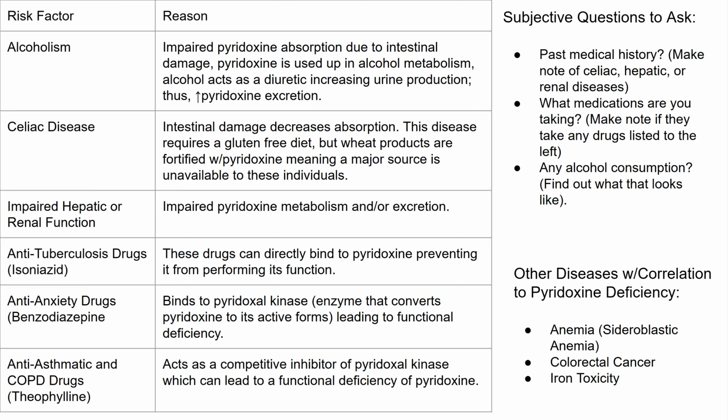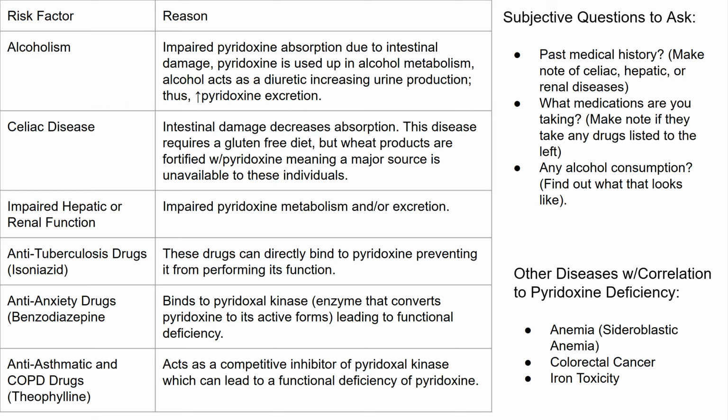Here are some risk factors you can look out for. Alcoholism impairs pyridoxine absorption due to intestinal damage. Pyridoxine is used up in alcohol metabolism. Alcohol acts as a diuretic, increasing urine production, thus increasing pyridoxine excretion. Celiac disease is another risk factor because it causes intestinal damage and decreases absorption. This disease also requires a gluten free diet, but wheat products are fortified with pyridoxine, which means a major source is unavailable to these individuals.